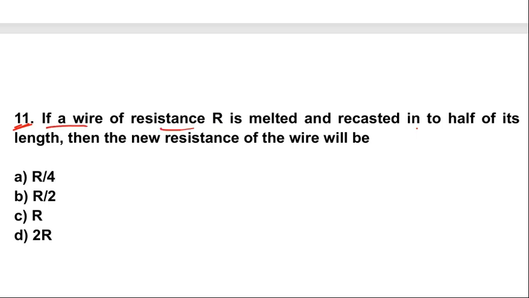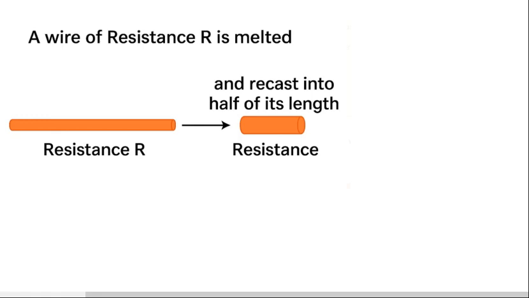If a wire of resistance R is melted and recasted into half of its length, then the new resistance of the wire will be? For better understanding of this question, I have created a diagram, you can see this. Initially the wire is like this, and after recasting into half of its length, when the length reduces, what happens?